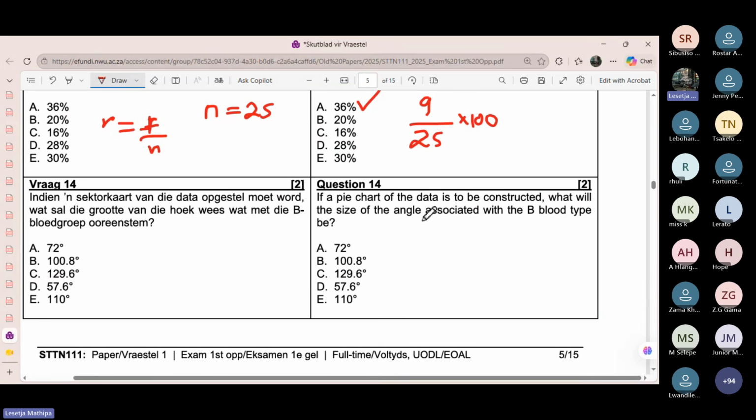All right, okay. Now let's look at question 14, which is based on chapter 3. Question 14 says, if a pie chart of the data is to be constructed, just know that for the angle, you're going to multiply by 360 degrees for the pie chart. Now what would be the size of the angle associated with the B blood type?